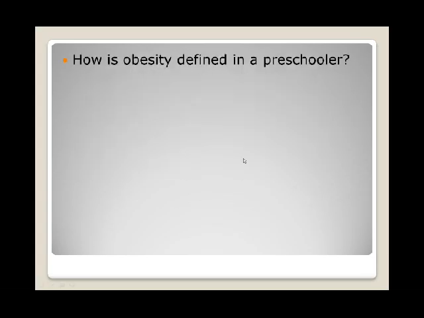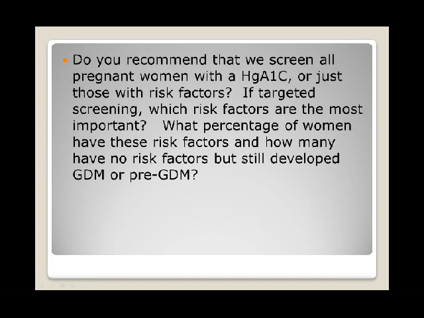Okay. So the first question is, do you recommend that we screen all pregnant women with a hemoglobin A1C or just those with risk factors? If it's a targeted screening, which risk factors are the most important? And what percentage of women have these risk factors, and how many have no risk factors but still develop GDM or pre-GDM? And the full question is on the screen.